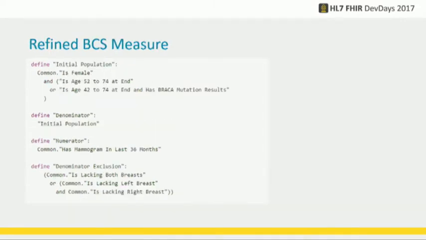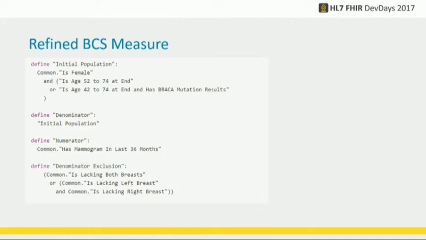So then the refined BCS measure says that's an additional screening, and that if we have that additional mutation result, then we shift the screening window down 10 years, so that we're screening for that earlier if that mutation is there. One more difference there is that you'll notice we're using common, and so one of the things that we've done here is take the logic that's common to this measure and its associated decision support and pulled that into a common library so we can share that between those two.